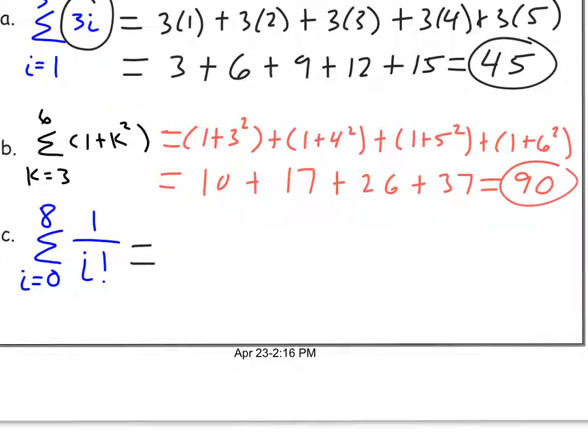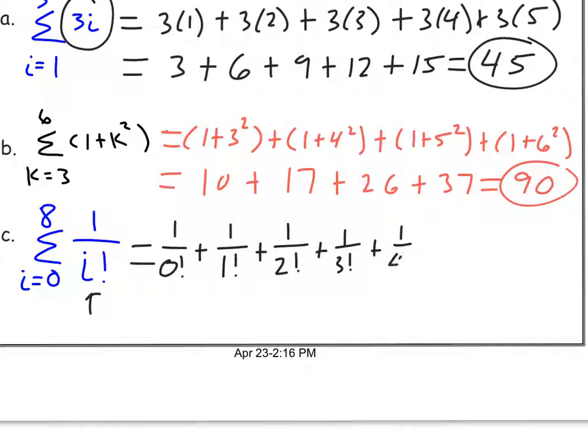It's going to start at 0, and I'm going to go up to 8, so this one will be a little crazy. 1 over 0 factorial plus 1 over 1 factorial. I mean, there's the sequence right here. It's 1 over i factorial. 2, 3. Do you remember where I get to stop? It's 8. That number on the top tells me I can stop at 8.